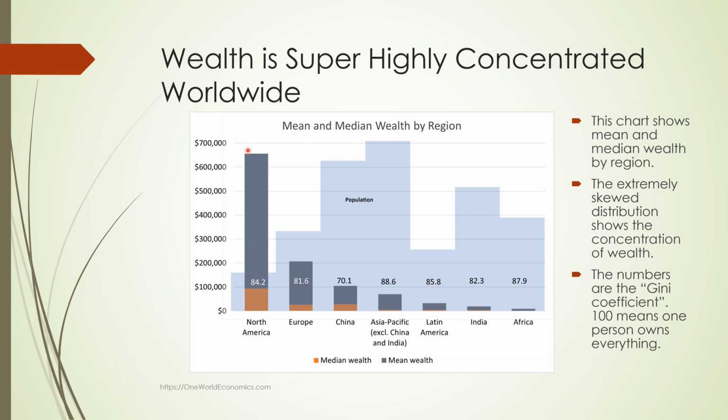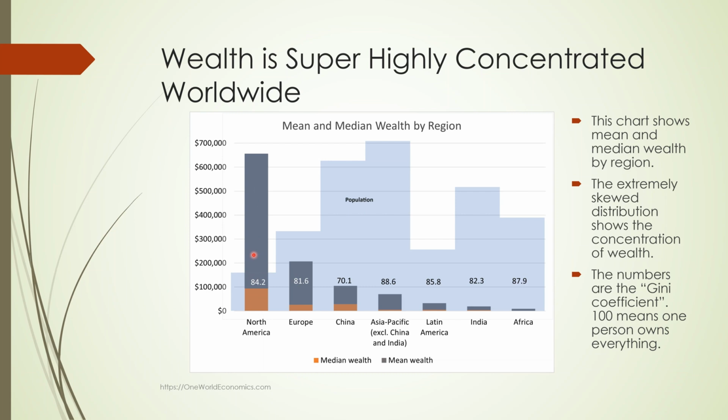But the mean wealth, the average wealth, means that if you took all the wealth and divided it evenly between households, all households would have like $650,000 in wealth. So the difference between the brown area and the dark gray area tells you how skewed wealth is. Wealth is extremely skewed in the United States. There's a fairly small number of people that have most of the wealth.